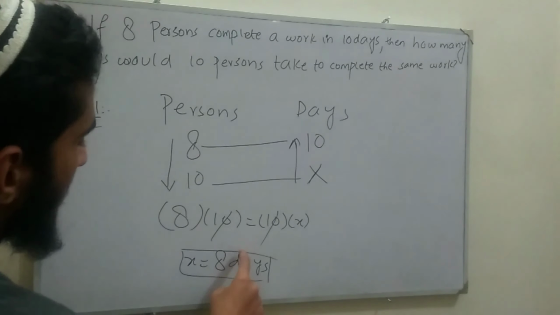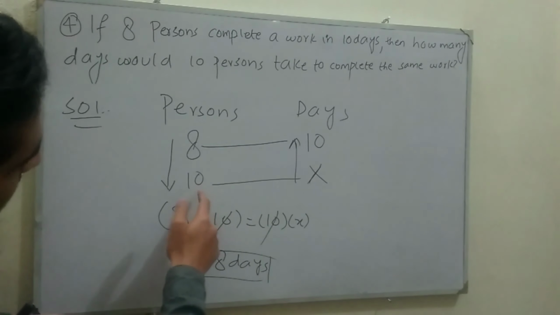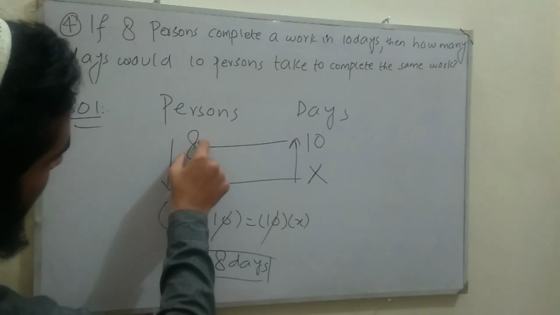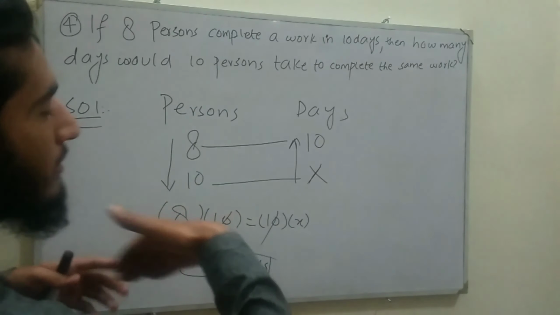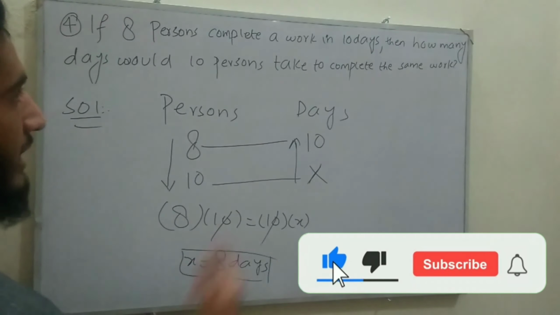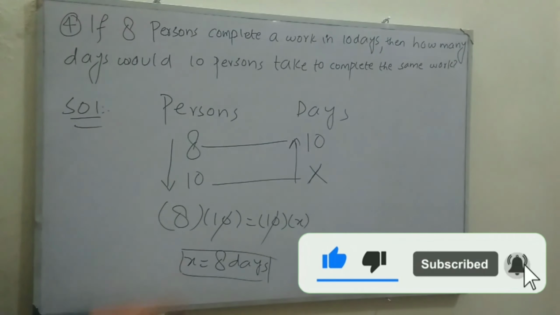So it means that fewer days will be required for 10 persons. If the number of persons is decreasing, it means that the number of days will increase for the same work. So this is the answer.